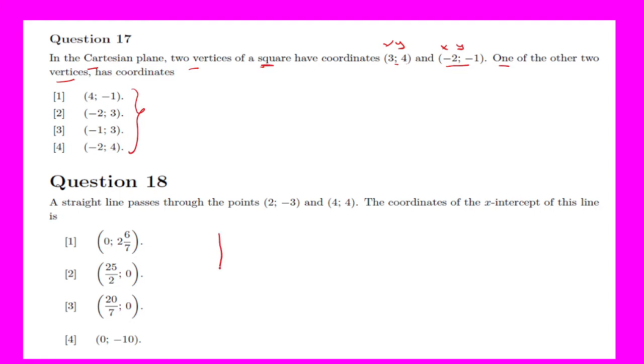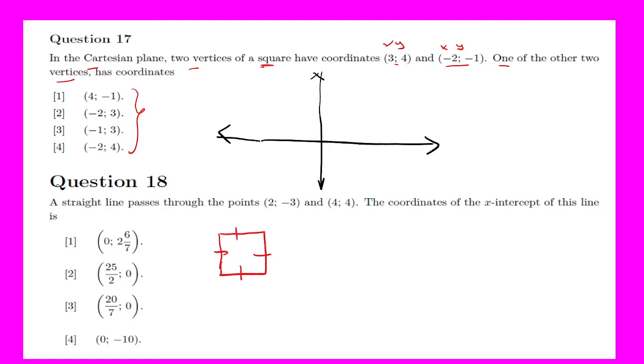So we know the square is always like this, meaning all the lengths are equal. So what I'll do, I'm going to draw my Cartesian plane. Cartesian plane means xy plane. So this is my xy plane. Now let's allocate all the coordinates. The first coordinate is (3, 4), meaning this is the value of x and this is the value of y.